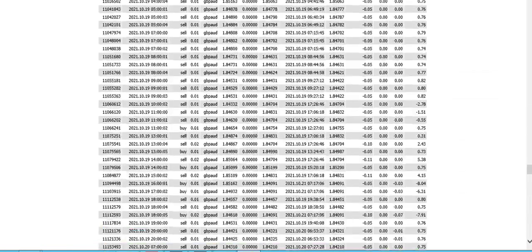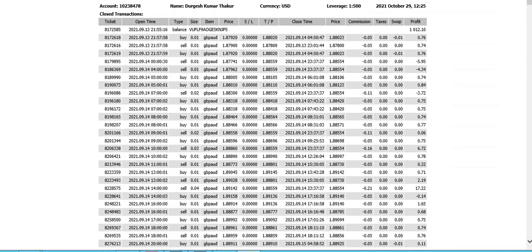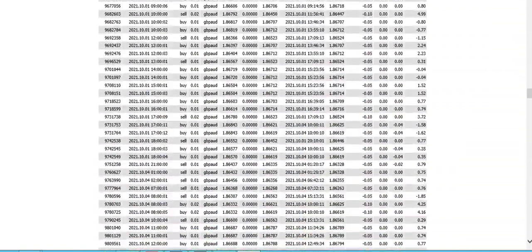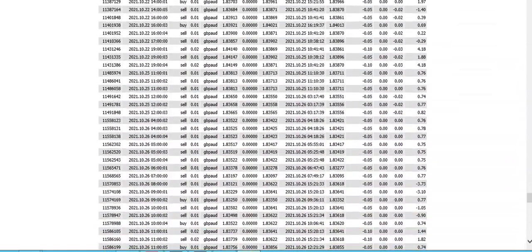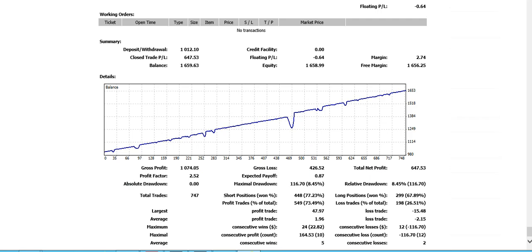Just let me start it from here. Okay, 1012 deposit, and this is the same thing that you have just seen in the account history, but this is a report that I have just created, and you can check out what kind of drawdown is there, absolute or relative or maximum, or whatever you want to see.